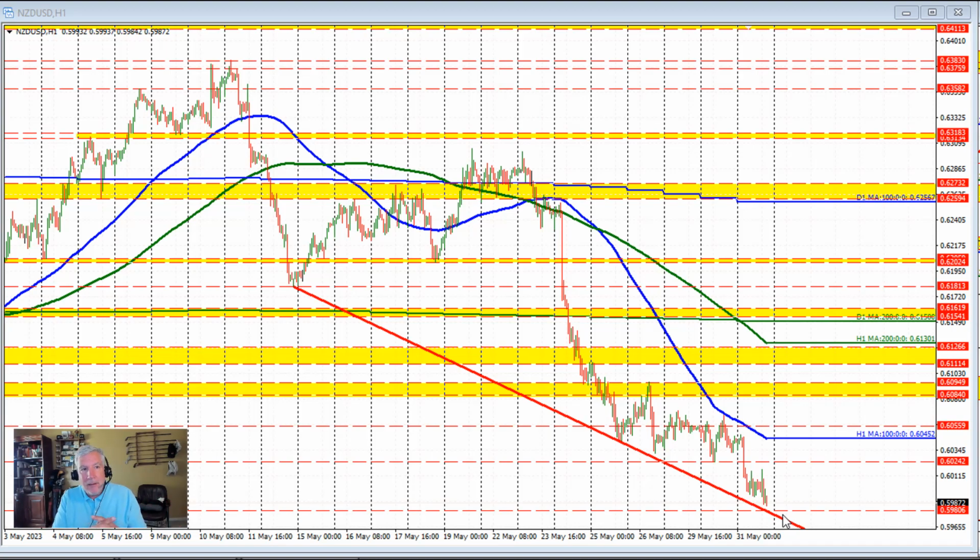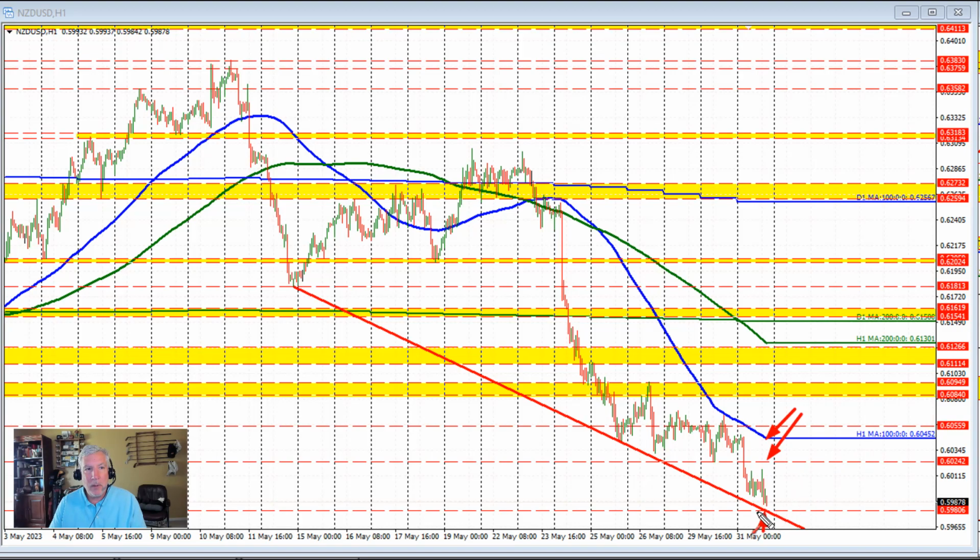So if buyers come in against that level, what you'd want to see is price move back above the 0.60242. That would give you more hope that perhaps the bottom is in place, and then you start to look toward the 100-hour moving average as the next obvious target to get through. So buyers here would look for 0.60242, 0.60452 on the top side as the targets of the trade.